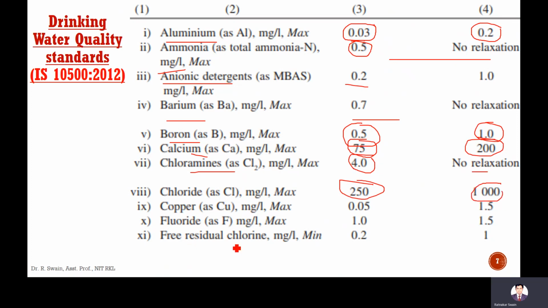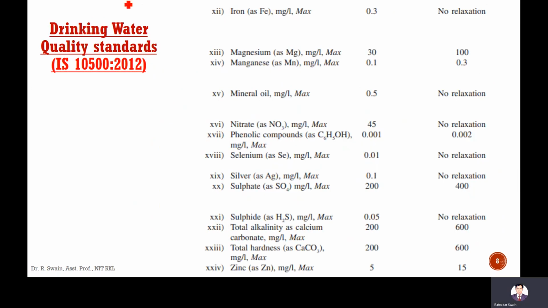Copper, fluoride, free residual chlorine. Okay, copper 0.05, 1.5 relaxed permissible limit. Fluoride 1, permissible limit 1.5. Free residual chlorine 0.2 and 1 is the permissible limit. Similarly, iron acceptable limit is 0.3, and there should not be any relaxation as far as iron is concerned. Magnesium should be 30 milligram per liter, and up to 100 milligram per liter it can be permissible. Manganese 0.1, 0.3 is the maximum permissible.